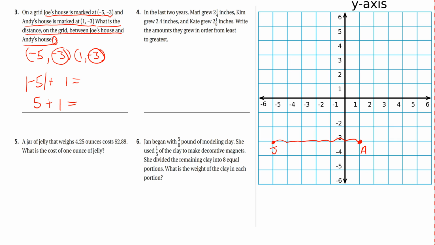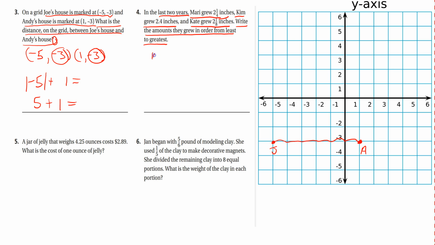Okay. Number 4, in the last 2 years, Mary grew 2 1/4 inches, Kim grew 2.4 inches, and Kate grew 2 1/8 inches. Write the amounts they grew in order from least to greatest. Okay, so I'm going to change all these to decimals. That's the easiest way, in my opinion, to compare numbers. Is there more than one way to do this? Absolutely. This is what I consider to be the easiest way to compare numbers.